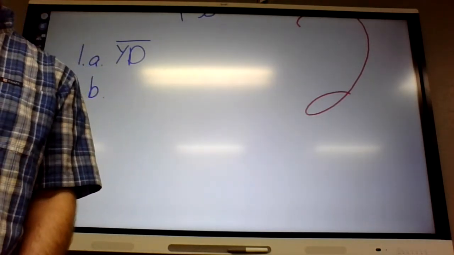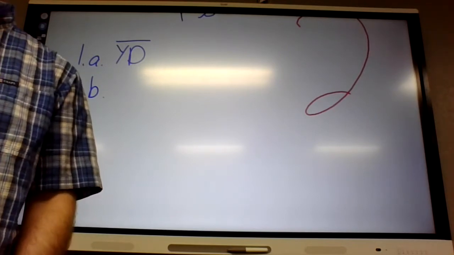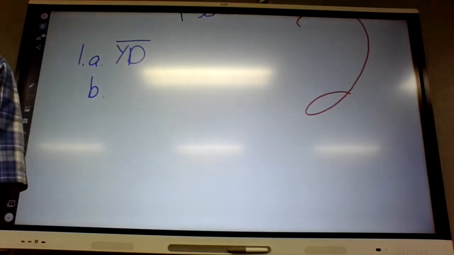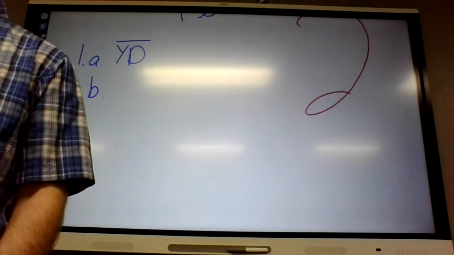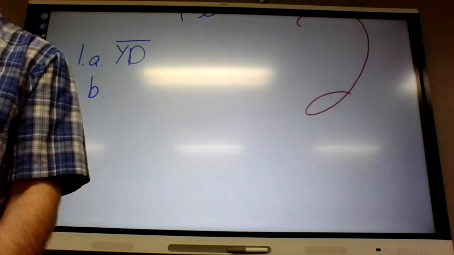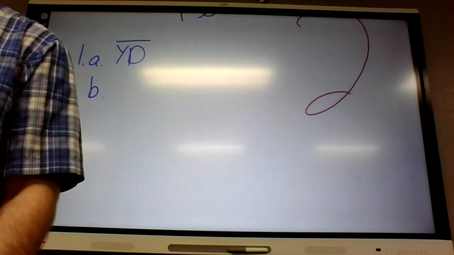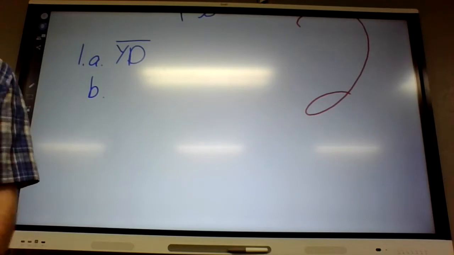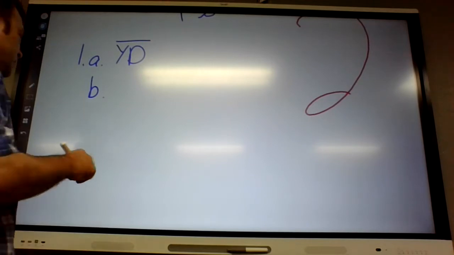Somebody else, which is the perpendicular bisector? CA. Yep. Because it's perpendicular. Now altitudes are also perpendicular, right? But you can tell because it splits XY in half. So CA.